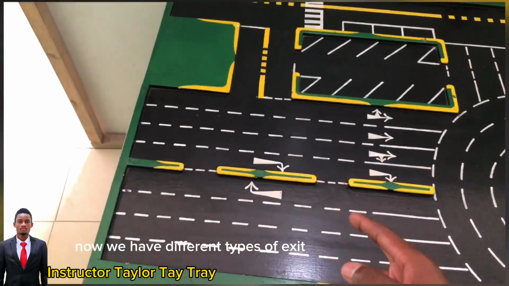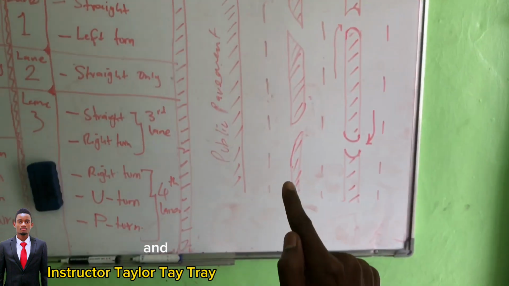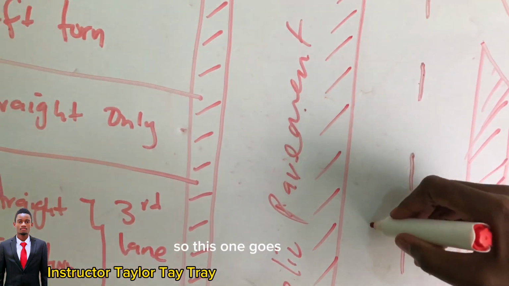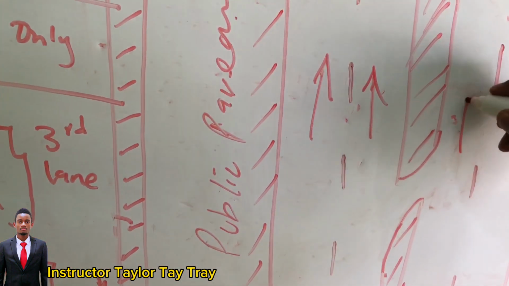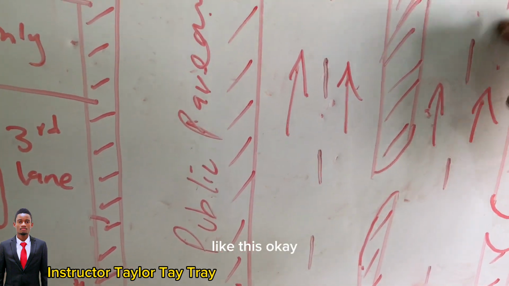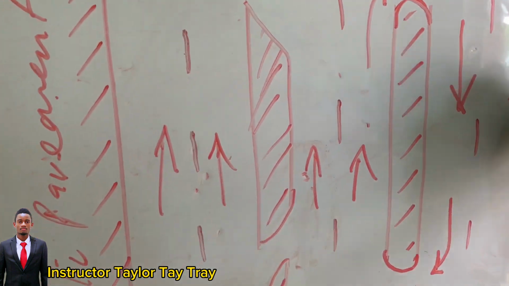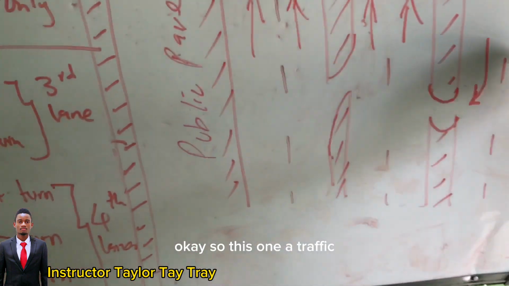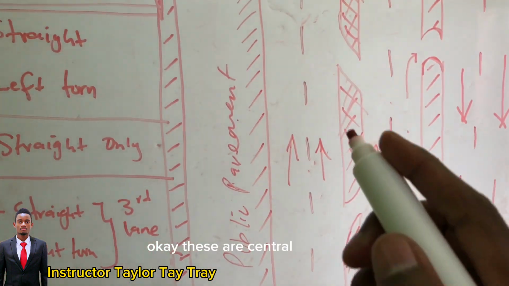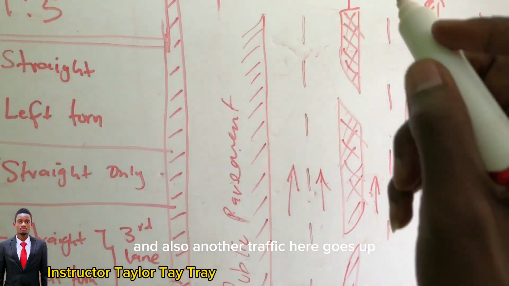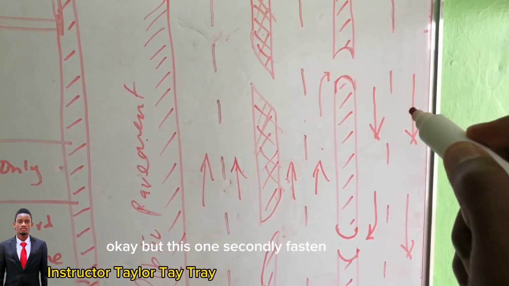Now we have different types of exit from the main roads. This is like a 1-way traffic that goes like this, and this is also another 1-way traffic. So this one goes like this, goes like this. This one also goes up like this. Okay, there's an arrow here, you can make a U-turn. This one goes down now, goes down. Okay, so this one-way traffic looks like this. Then we have the first lane, second lane going up. Okay, these are central pavement, and also another traffic here goes up. This is another first lane and second lane goes up. Okay, but this one, second lane, first lane goes down.